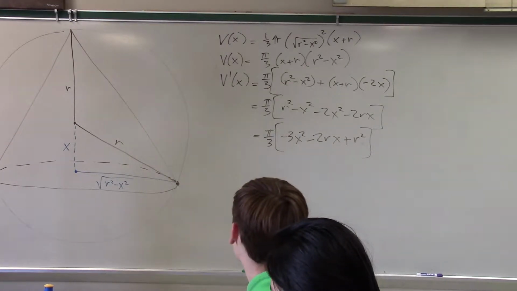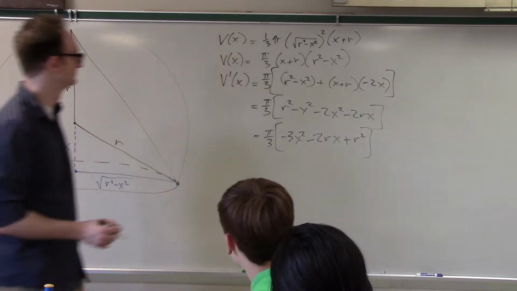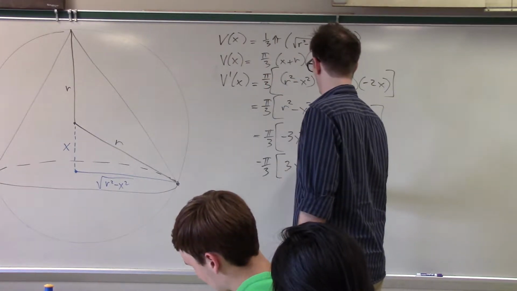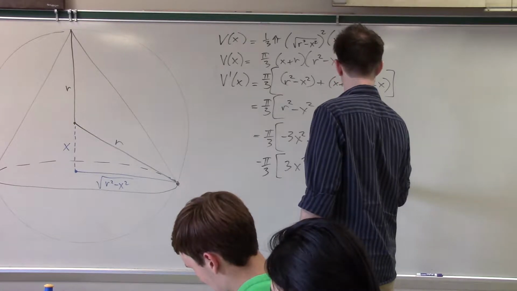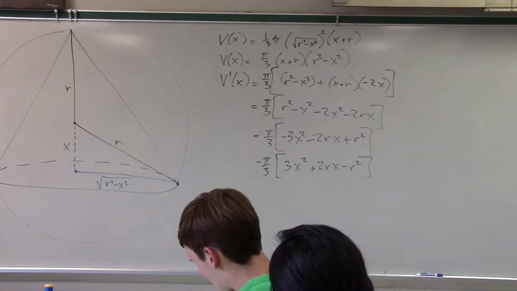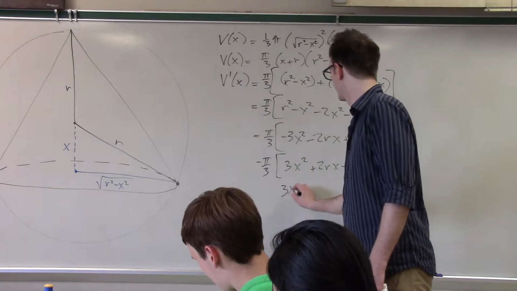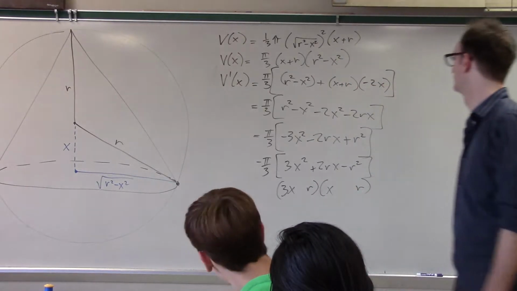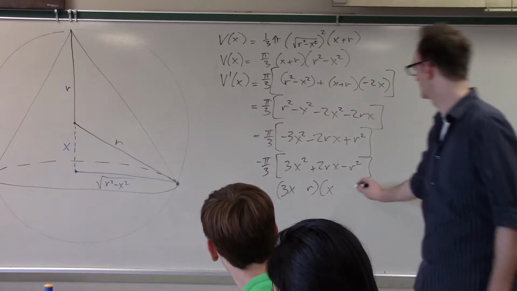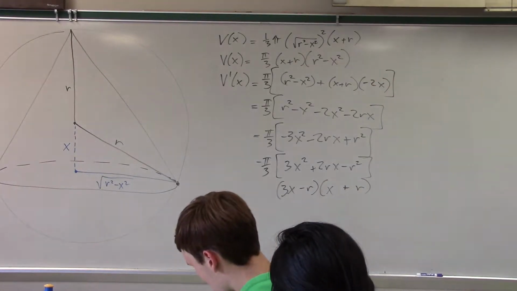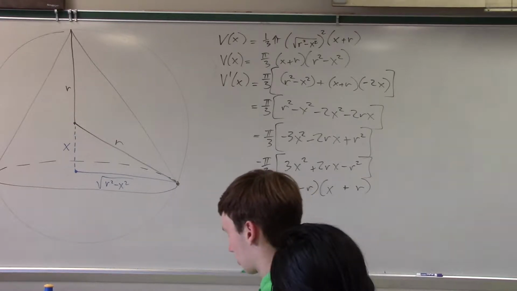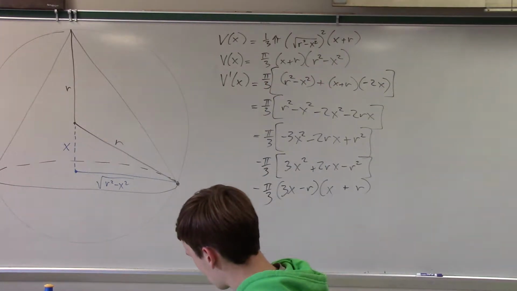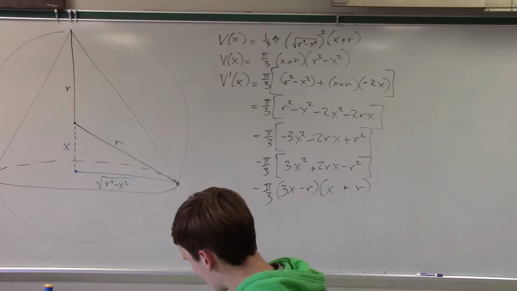What do I do now? Probably factor, right? You guys don't seem to be helping. So this is 3x squared plus 2rx minus r squared. Does that factor nicely? I feel like it must, right? 3x, r and x, r, please? Plus, minus. Do you approve? Yeah, so what I get is that the derivative is negative pi over 3, 3x minus r, x plus r.